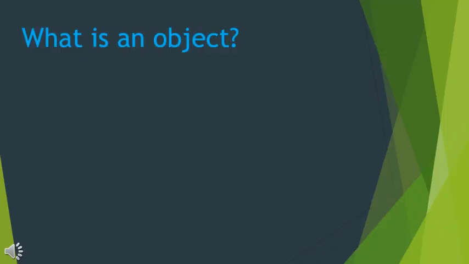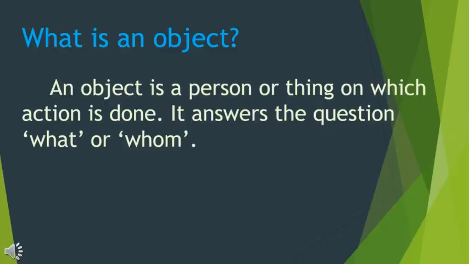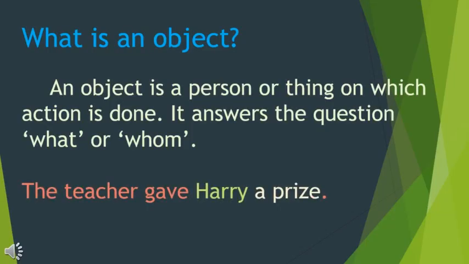What is an object? An object is a person or thing on which action is done. It answers the question what or whom. For example, the teacher gave Harry a prize. What did the teacher give? A prize. To whom? Harry. So, a prize is a direct object and Harry is an indirect object. Object answers the question what or whom.